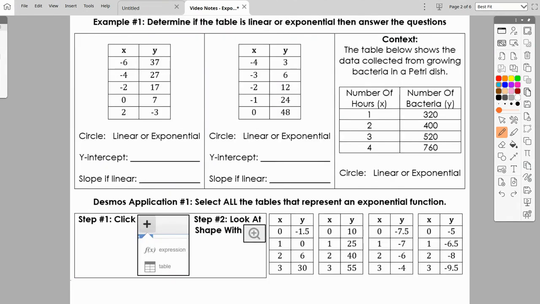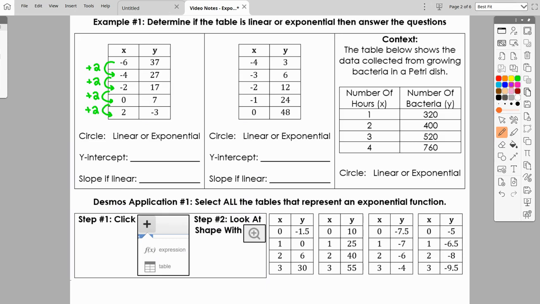Example 1, which is determine if the table is linear or exponential, and then answer the questions that follow. We go ahead and look at the change in our x values for the first table. To get from -6 to -4, I will add 2. To get from -4 to -2, I will add 2. And as I see throughout my table, my pattern will continue. So I definitely have a constant change in x.